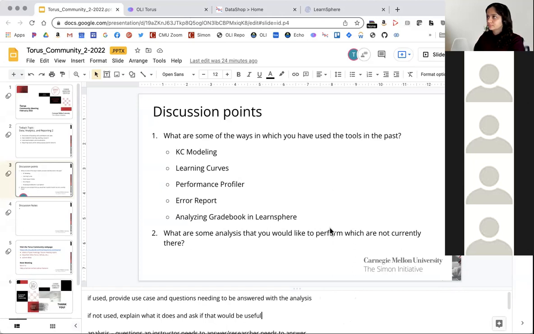So any suggestions, anything to get the discussion started? Maybe talk about, does anybody have any experiences with not only using or trying to use DataShop and LearnSphere, but maybe working with folks who needed to use these tools to do some deeper analysis. And what were people trying to accomplish with them? Anyone feel like starting?